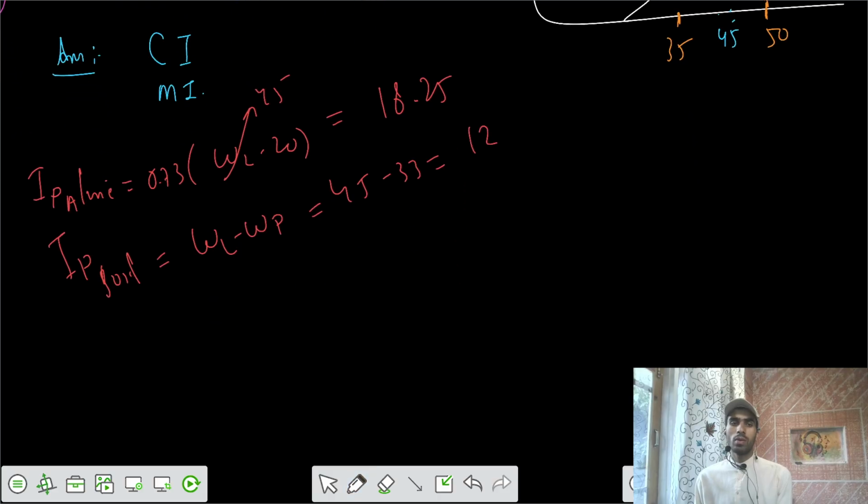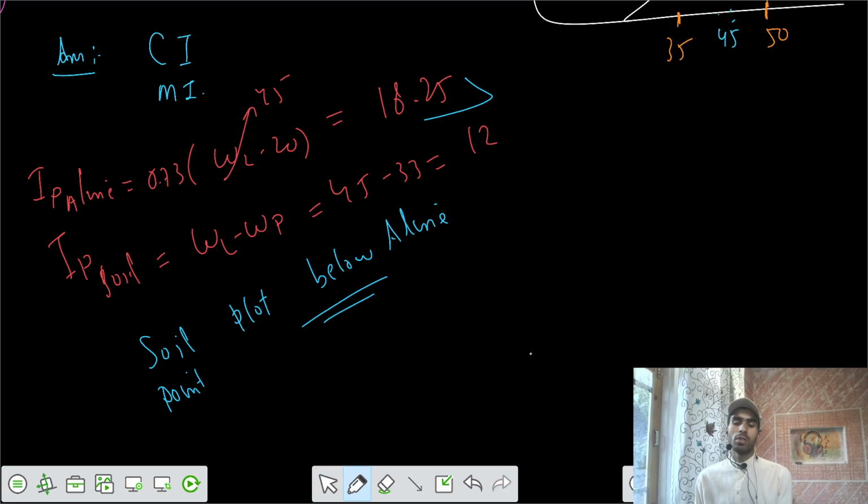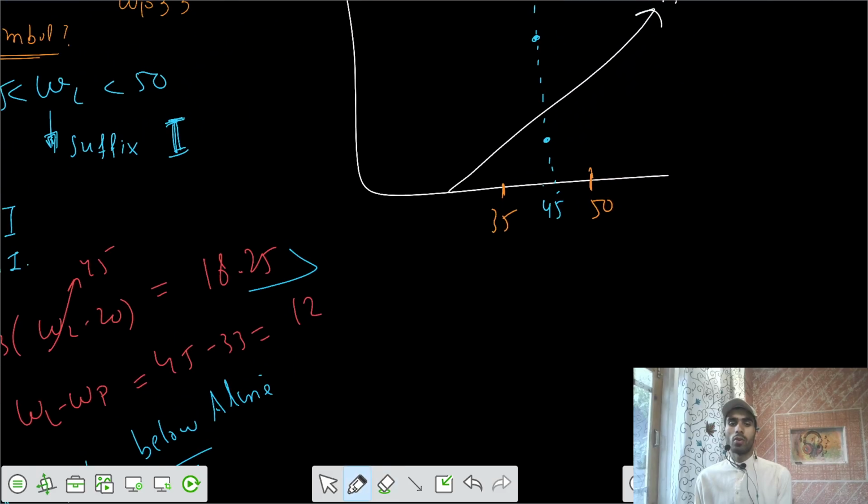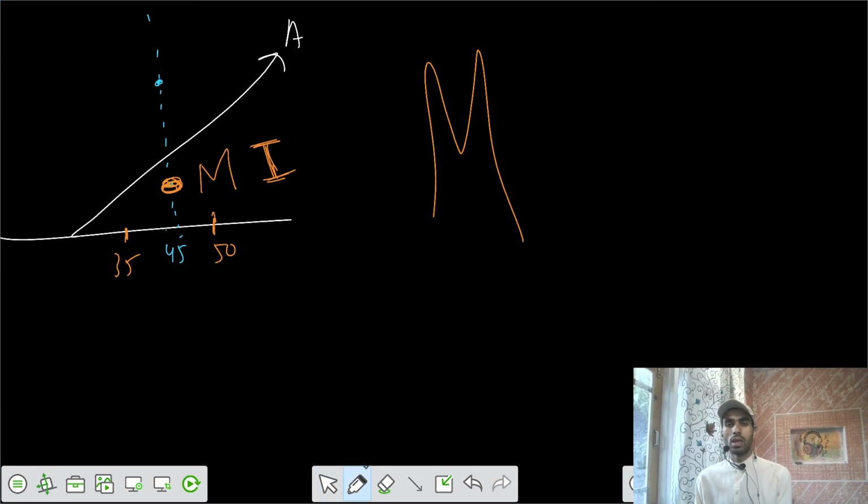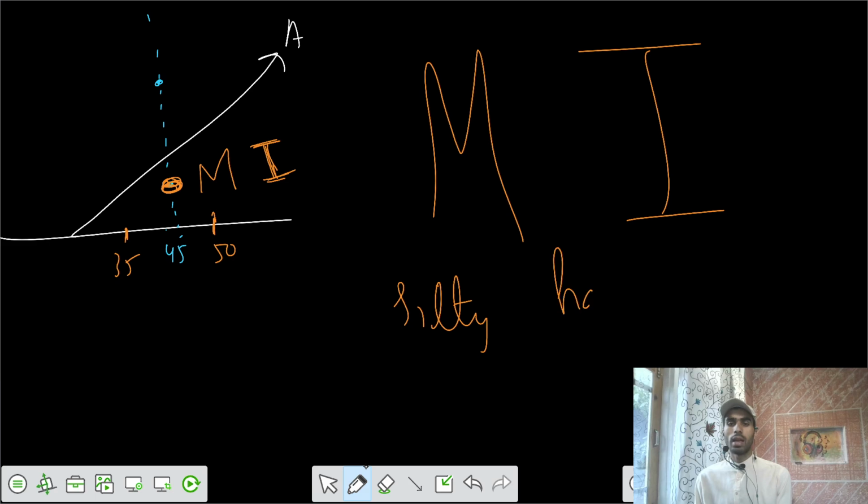So can you compare now? Your IP of the A line is greater than the IP of the soil. So your soil is plotted below the A line. If your soil is below the A line, that means the soil is silt, and because it was in the intermediate range of water content limit, that's your MI. So your prefix is M, suffix is I. So your soil is silt with intermediate compressibility.